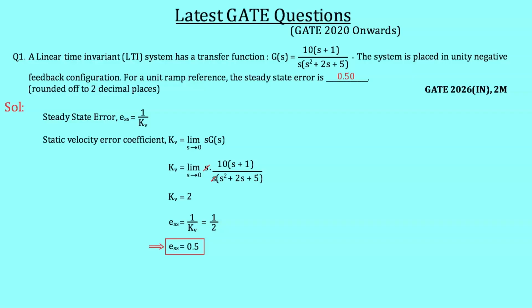We also know the steady state error is equal to 1 divided by the static velocity error coefficient, and we can easily find the static velocity error coefficient, which will come out to be equal to 2. After that, we can easily find the value of steady state error, which will come out to be equal to 0.5.